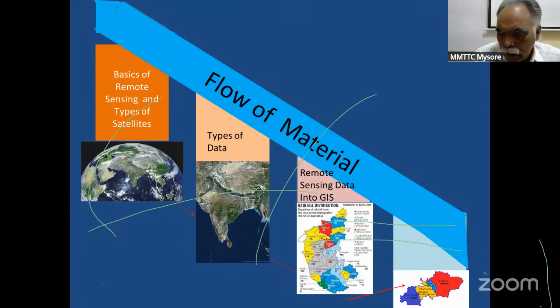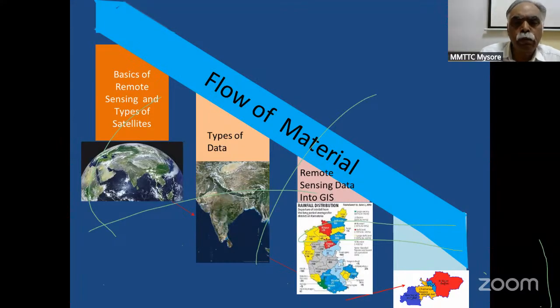In Chamarajanagar district, again, you can choose one taluk. In that taluk, you can choose one hobli. So this is how remote sensing technology can be used to study from the global level down to a minute village level. And my talk is also in a similar form.